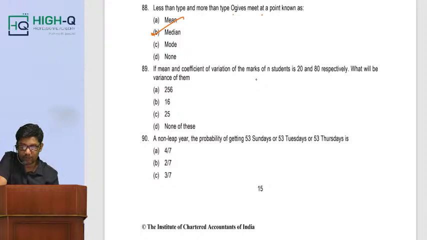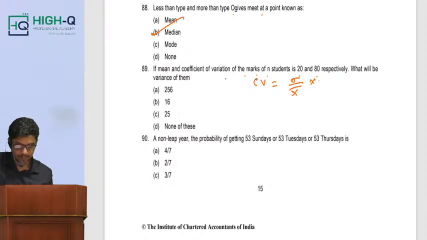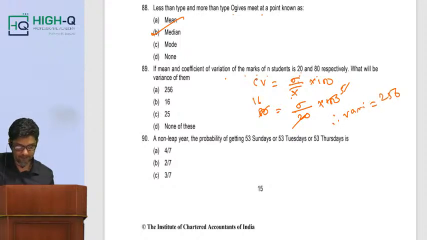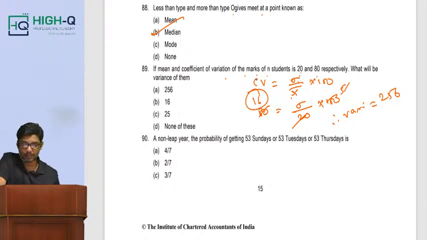If mean and coefficient of variation of marks of n students is 20 and 80 respectively, what is the variance? What is coefficient of variation? Sigma by x bar into 100. So 80 is equal to sigma by 20 into 100. Okay, so sigma is 16. Therefore, variance is equal to 256. Sigma square is nothing but variance.